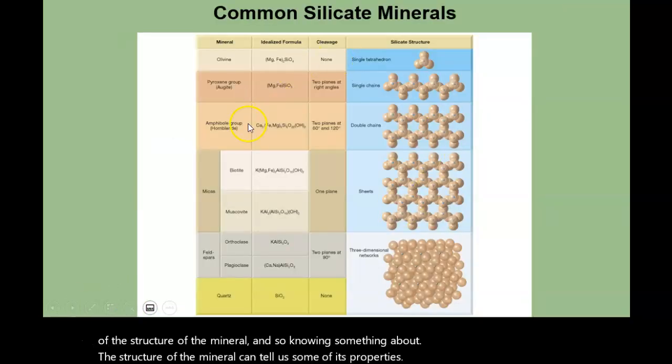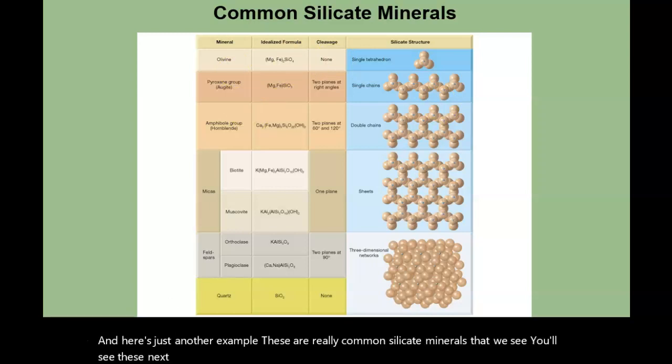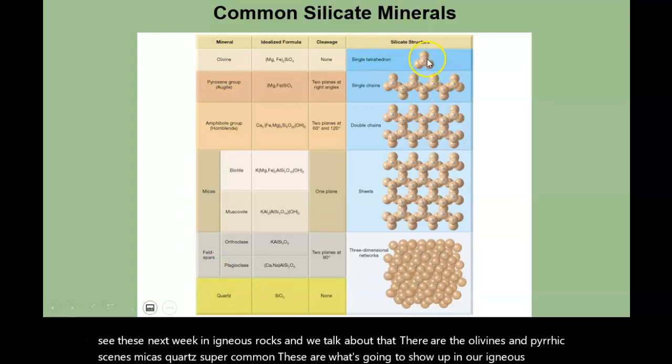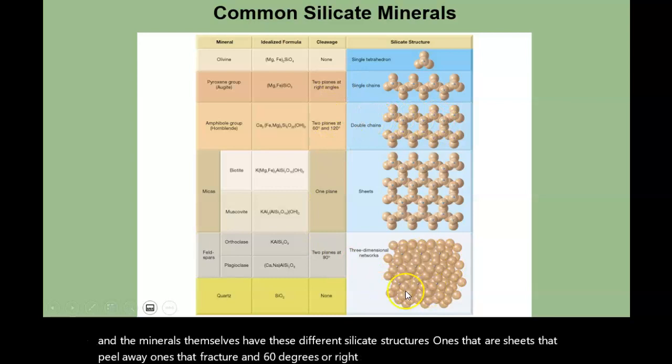And here's just another example. These are really common silicate minerals that we see. You'll see these next week in igneous rocks when we talk about that. There are the olivines and pyroxenes, micas, quartz, super common. These are what's going to show up in our igneous rocks. And the minerals themselves have these different silicate structures. Ones that are sheets that peel away, ones that fracture in 60 degrees or right angles, and ones that don't fracture very well at all, like quartz.